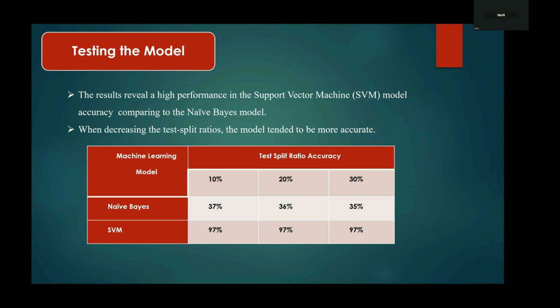After we tested the model, as you can see, the high performance when we split it at 10%, let's focus on naive Bayes, it's like 37. When we make it 20%, it's 36, and then 35. We can see that the support vector machine model has higher accuracy compared to the naive Bayes model in general. But when we decrease the test split ratio, it tends to be more accurate, as we can see in naive Bayes. But in general, the support vector machine outperforms the naive Bayes classifier.